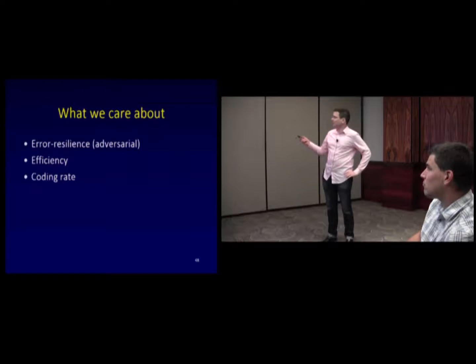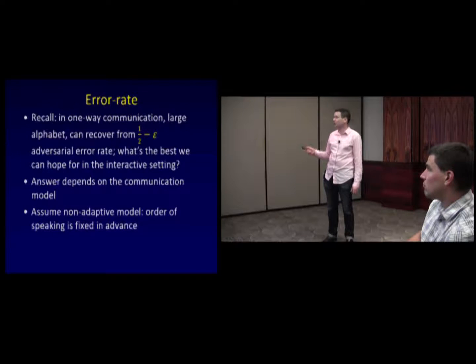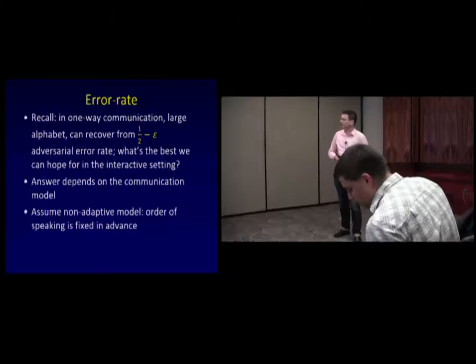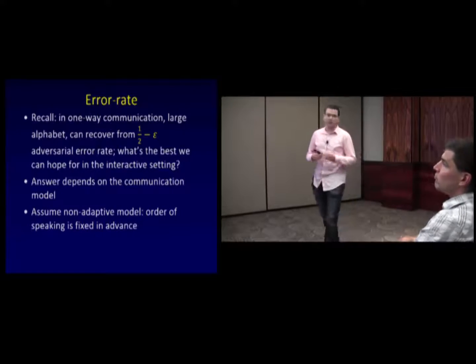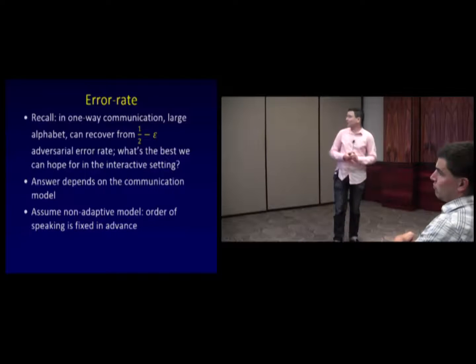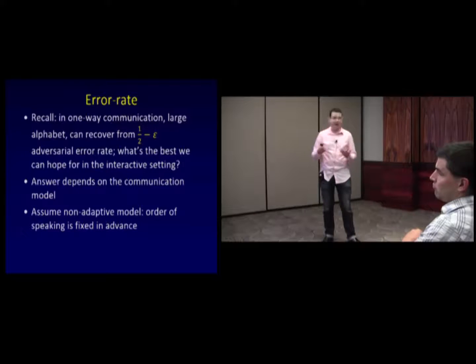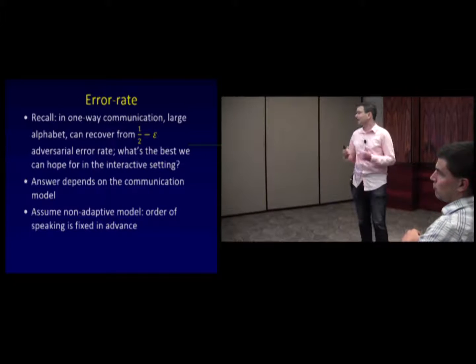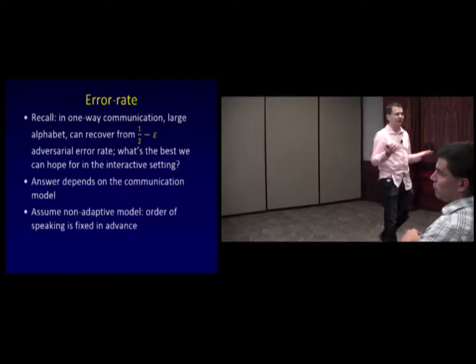Yeah. Okay, so the three parameters we care about are error resilience, efficiency, and coding rate. And let's talk about error resilience for a moment. So what can we hope for? In one-way communication, we can recover from half minus epsilon adversarial errors, and it's not hard to see that you cannot do better.